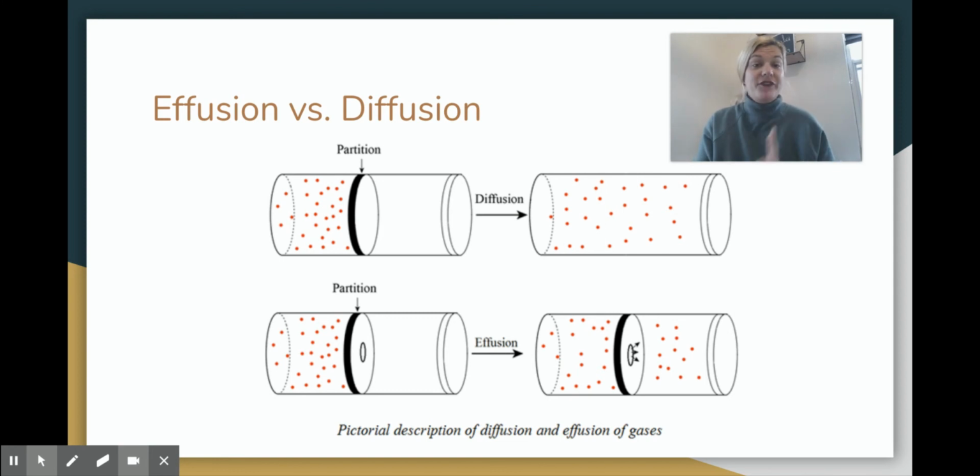Whereas with effusion, we're talking about a specific small space that a substance is flowing through. So think about a straw. If you blow in a straw, right, only a certain amount of oxygen molecules are going to go through. Or like I said before, if you poke a hole in a balloon, that is also considered a pinhole.